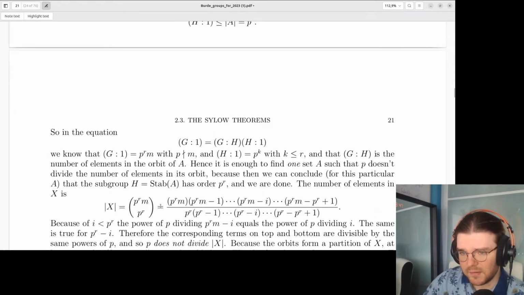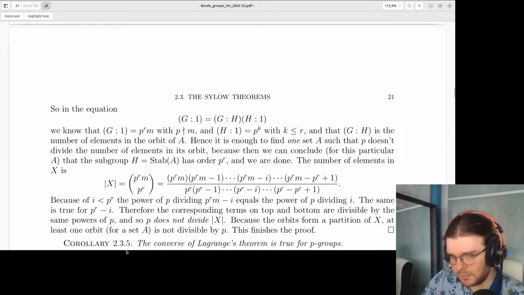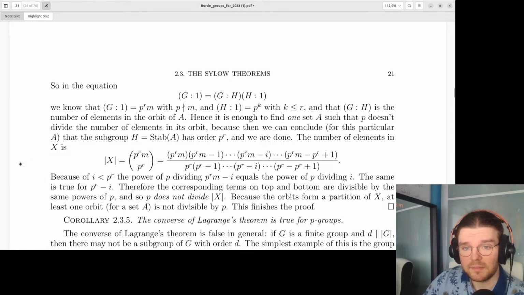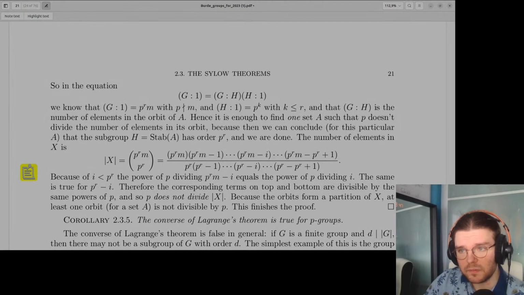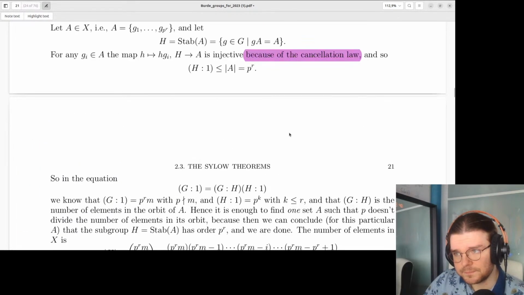The number of elements in X is, the size of X equals p to the r m. Choose p to the r. Okay. I have to look at this again. Let's put this here. Properties. This also. Purple.